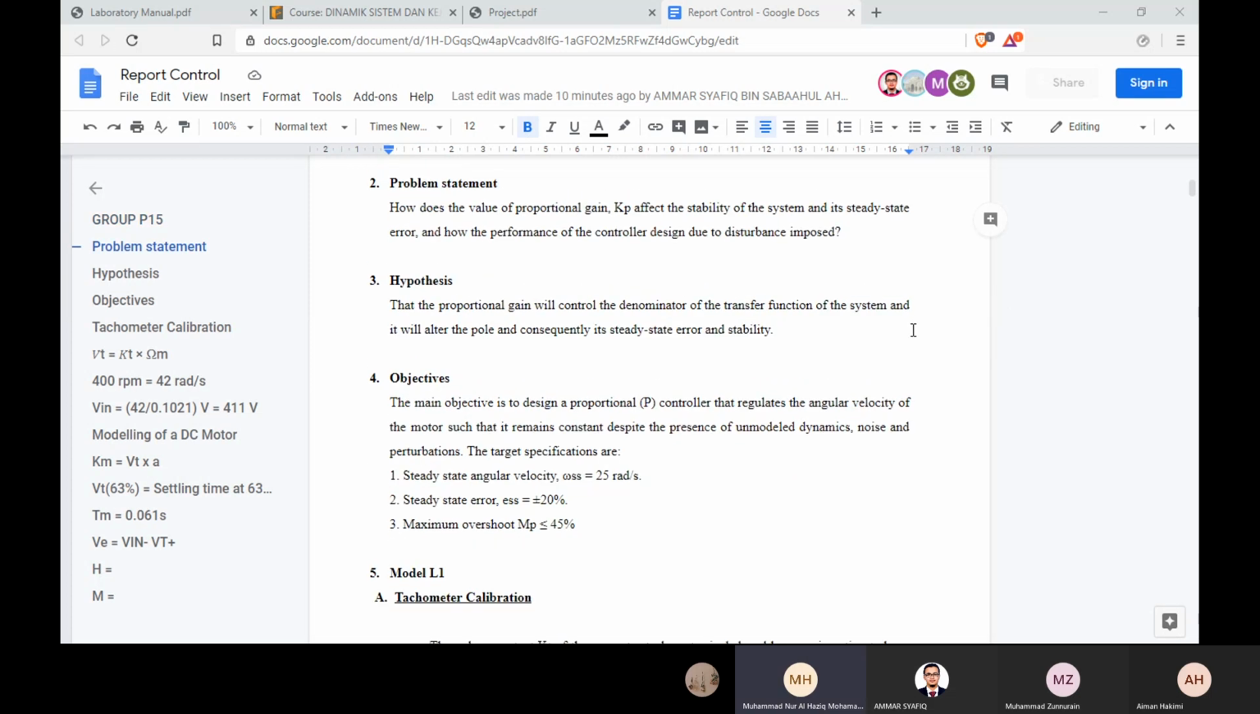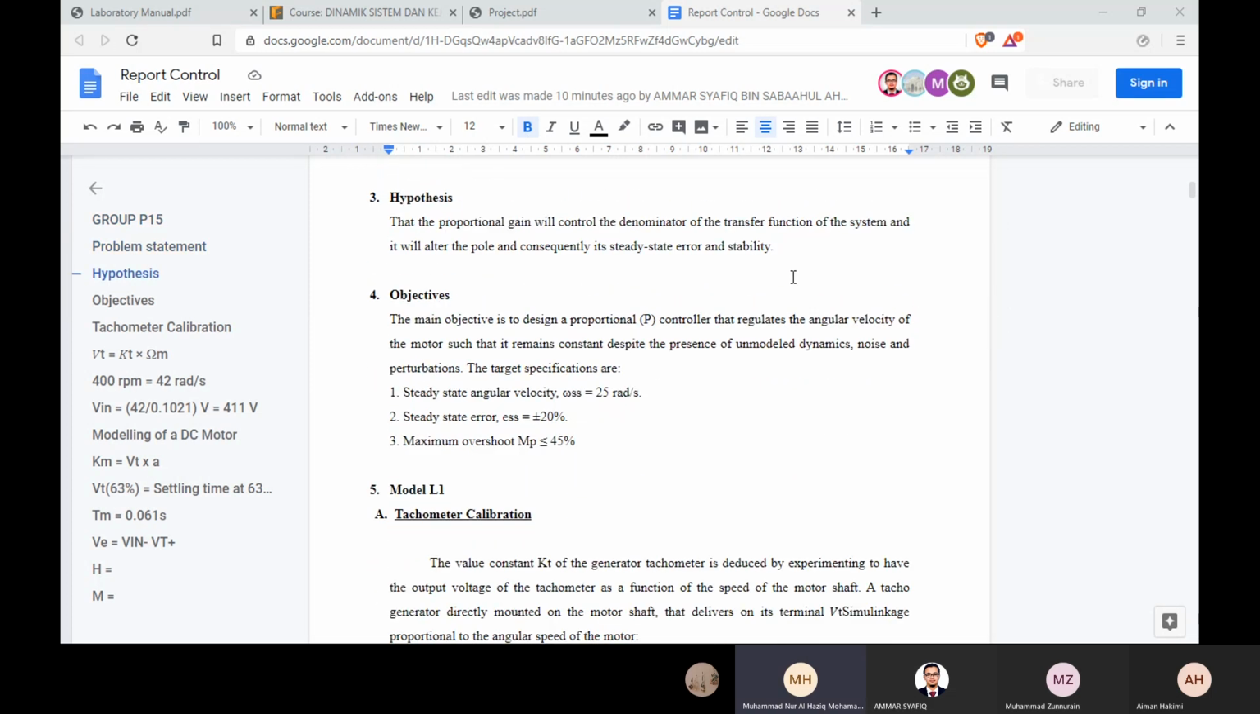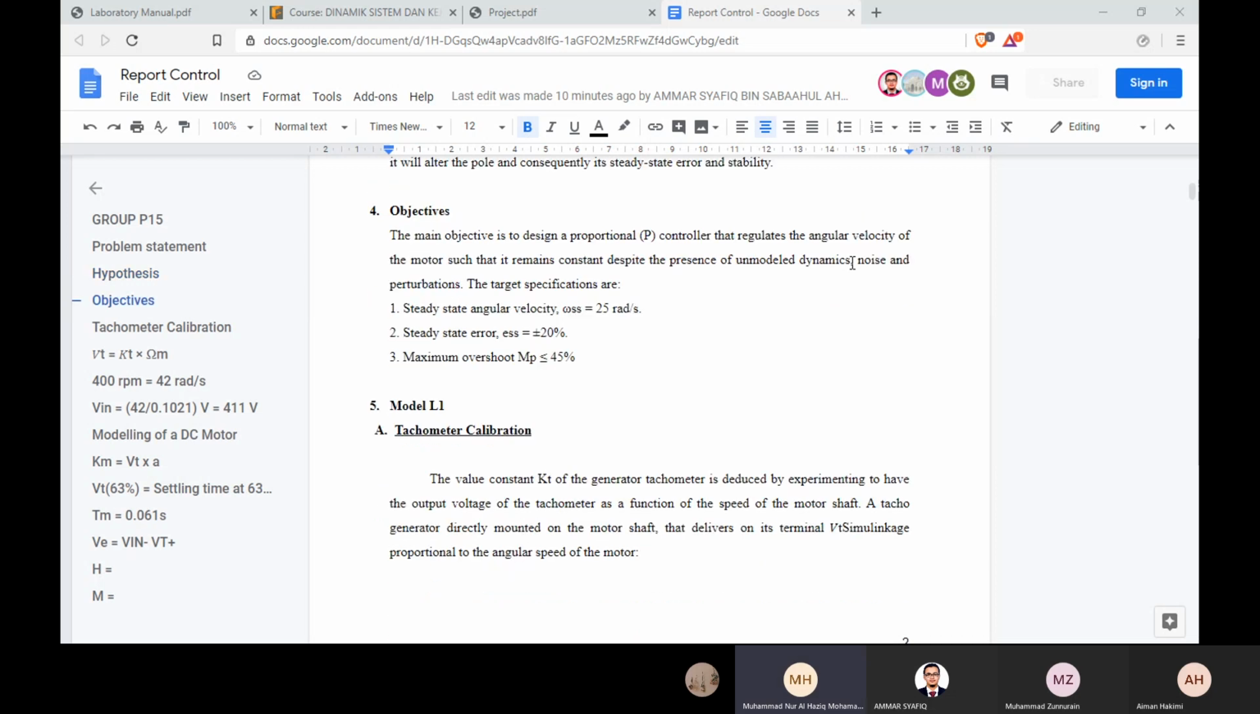So the hypothesis of our group is that the proportional gain will control the denominator of the transfer function of the system, and it will alter the pole and consequently its steady state error and stability. Objective. The main objective, as proposed in the UKM folio, is to design a proportional P controller that regulates the angular velocity of the motor such that it remains constant despite the presence of unmodeled dynamics, noise and perturbation.